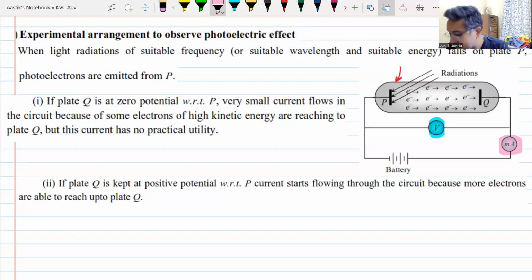Do we understand this? Yes, sir. So the current will increase if I increase the potential of point Q and make Q more positive with respect to P. Will this thing keep on going forever? Will the current keep on increasing till infinity? If I keep on increasing the voltage, will the current always keep on increasing, or will something happen?